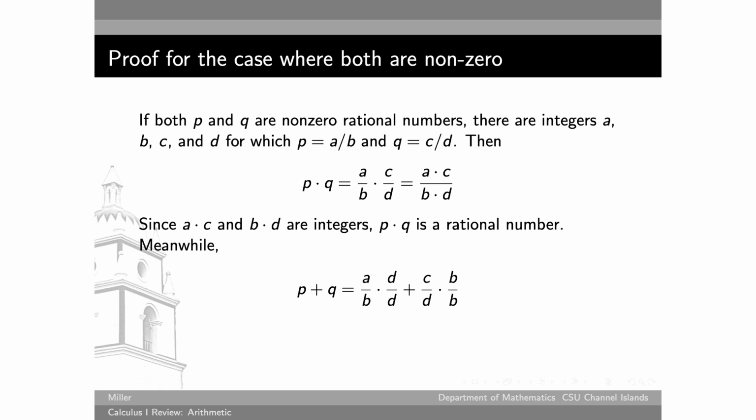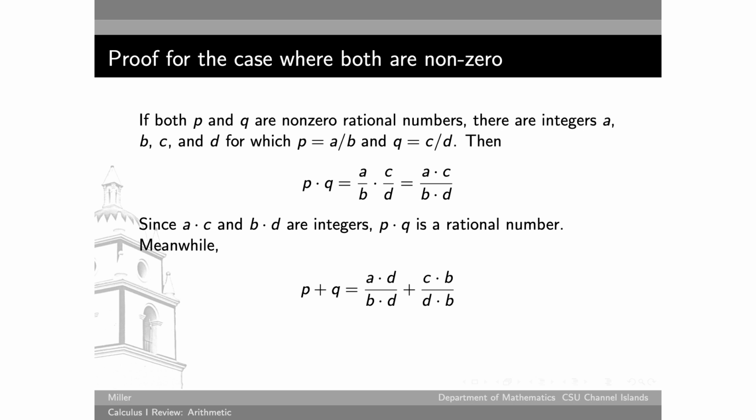Meanwhile, p plus q is a over b plus c over d. We need to find a common denominator. Our common denominator is going to be b times d. So a over b, we multiply it by d over d. C over d, we multiply by b over b. Using the definition of product of rationals, that's a times d over b times d, plus c times b over b times d.